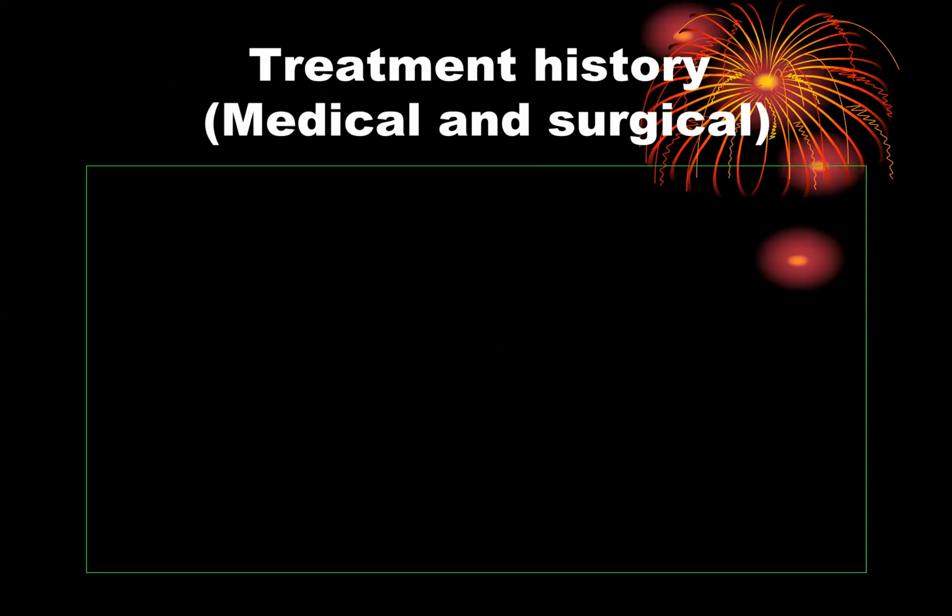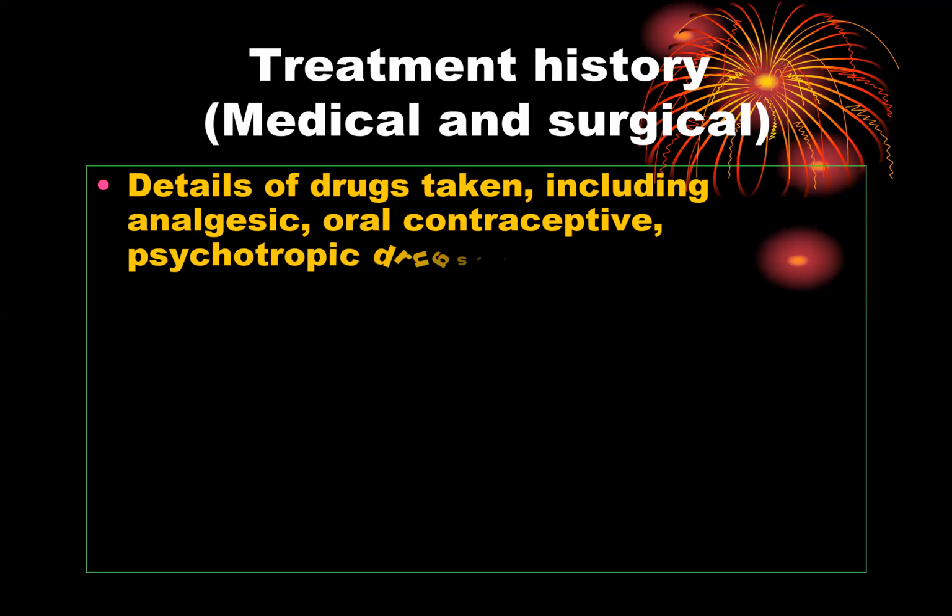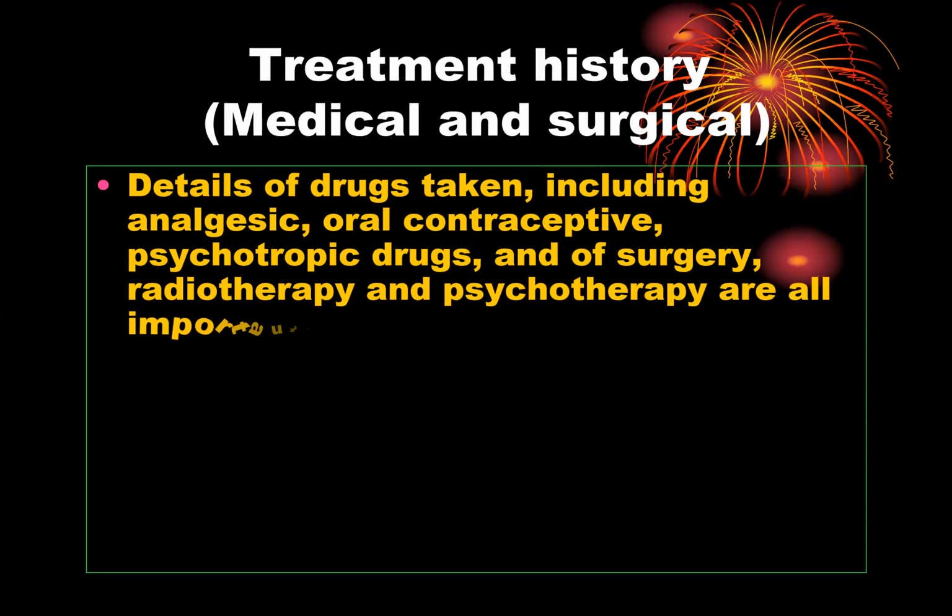Treatment history, we have medical and surgical treatment history. Here we have to take details of drugs taken, including analgesics, oral contraceptives, psychotropic drugs, and if of surgery, radiotherapy, and psychotherapy are important. Adverse drug reactions, whether the patient received a drug before and had an adverse drug reaction, allergic reaction, hypersensitivity, and this is important.